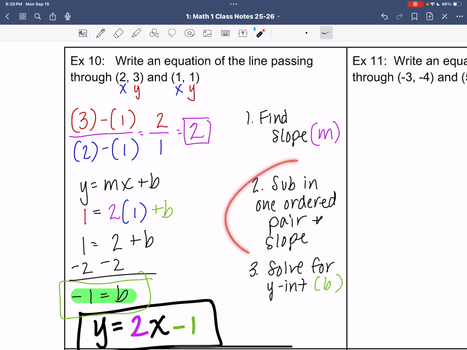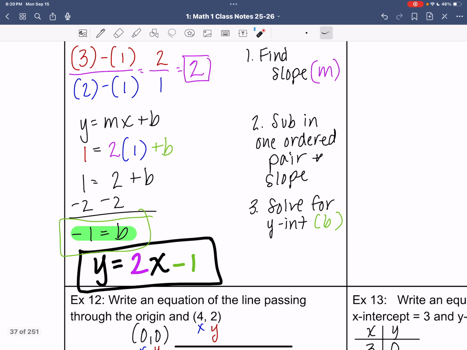So now we can sub in any ordered pair. It doesn't matter if you do this ordered pair or that one. I'm going to pick this one because that's a little bit easier, but it doesn't matter because we should have the same. So I'm going to sub in 1 here, the 2 from my slope, and this 1 here. We do not know the y-intercept, so that's what we're looking for. Now 1 equals 2 plus b. Subtract the 2, and you get negative 1 equals b. So now we have our slope, we have our y-intercept. Plug them in to make your equation.